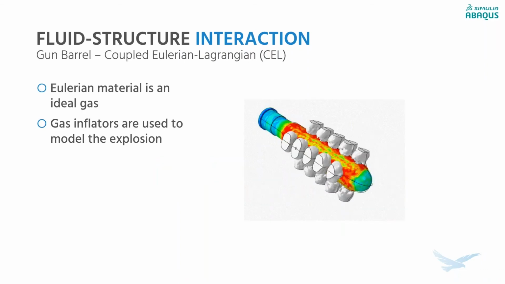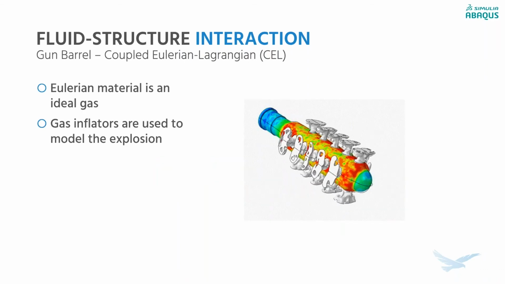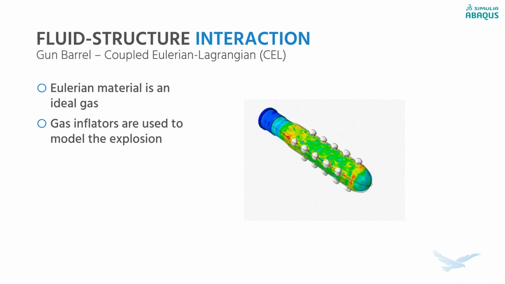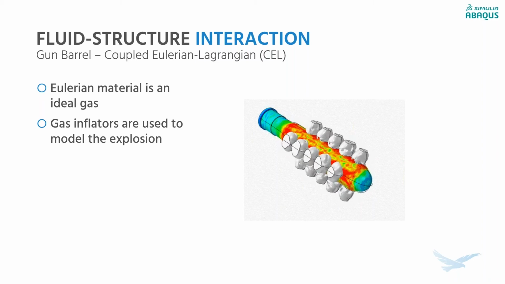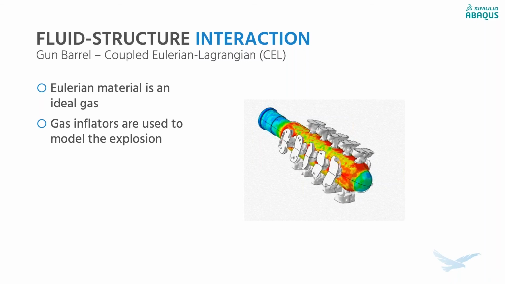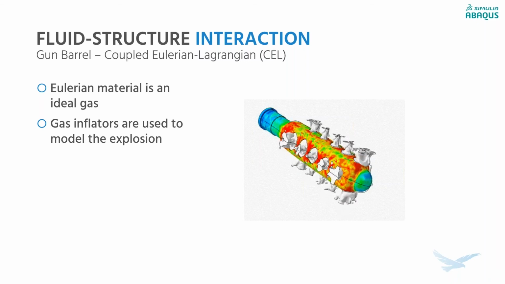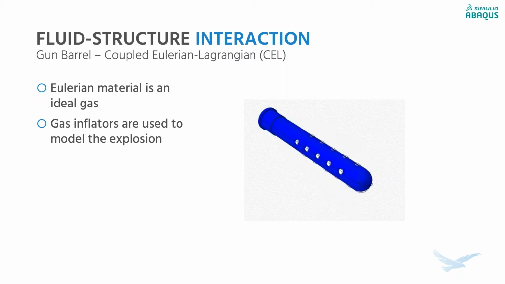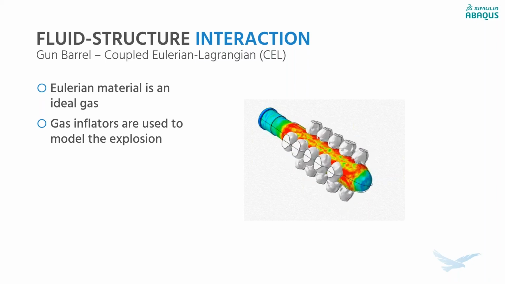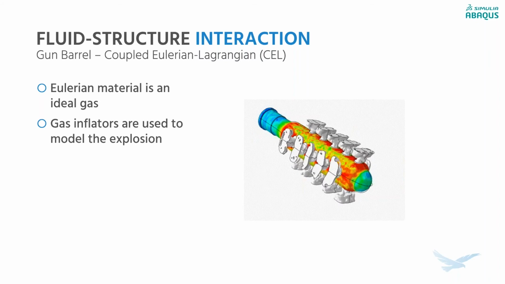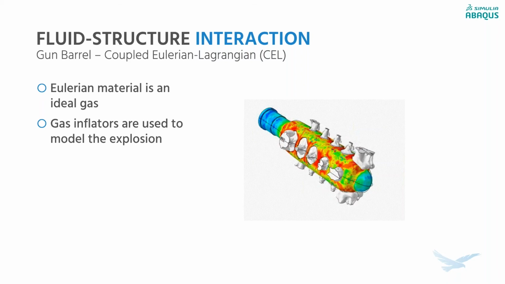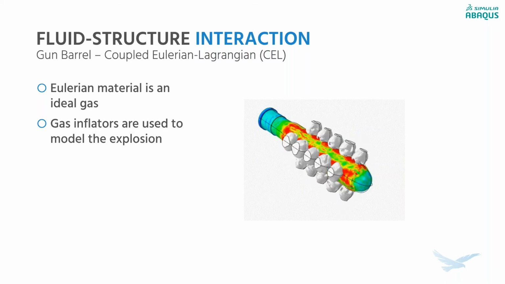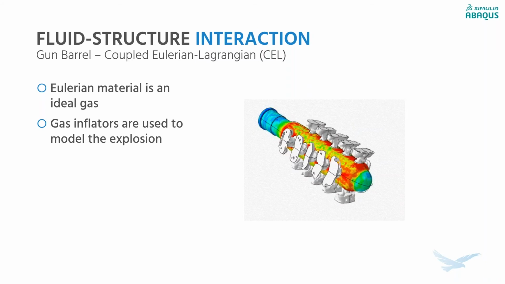Now, this CEL technique can be used for gas problems as well, so that Eulerian can be used there. We've got this explosion inside of a gun barrel. And so for this, we're using it to represent an ideal gas, and we're inflating that gas to get that explosive behavior and see the stress on the structure. It's important to note here that this is just a fluid structure interaction. We're not modeling the chemical reaction of the explosion, right? That would be adding in yet another type of physics to the problem. Not important for this one here, but I'm sure there are times where you would want to include that behavior.